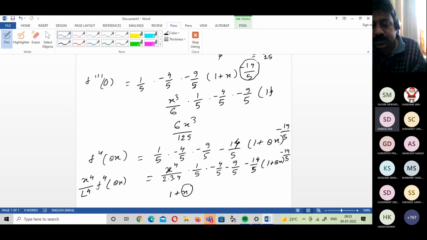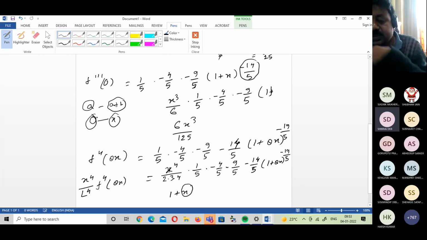If I put a is equal to 0 in Taylor's theorem, then I get Maclaurin's theorem. In the remainder of Taylor's theorem, if you put a is equal to 0, you will get Maclaurin's theorem, with the interval 0 to x. You have taken a plus h, but here a is 0, so a plus h is x, so h is equal to x here. So there is an example of Cauchy's remainder.